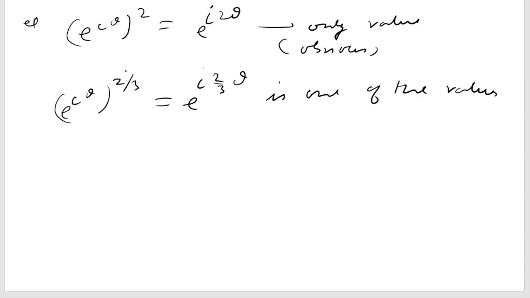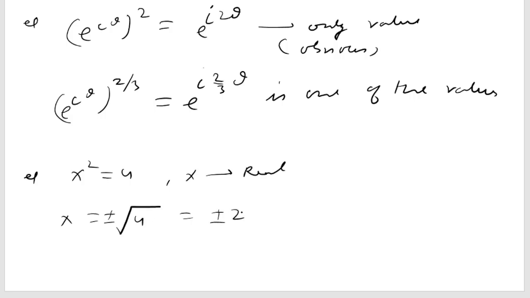See, in the case of a real number, let's say we discuss x square is equal to 4, where x is a real value. So if I ask what is x, x is equal to plus minus root of 4, that is plus minus 2. Got it? But if someone asks what is root 4, this is only the value 2.